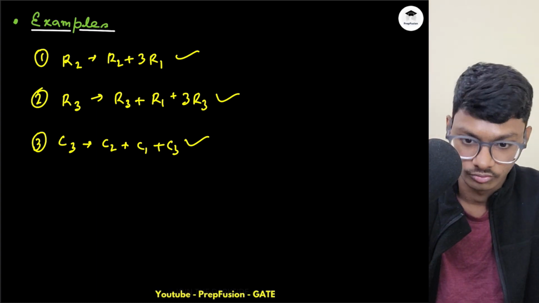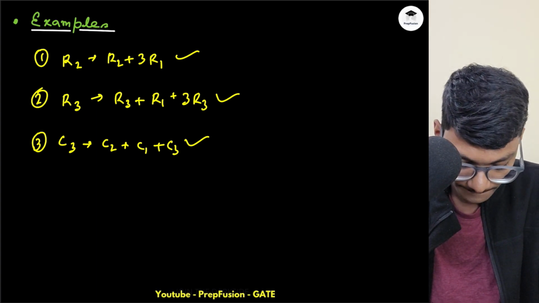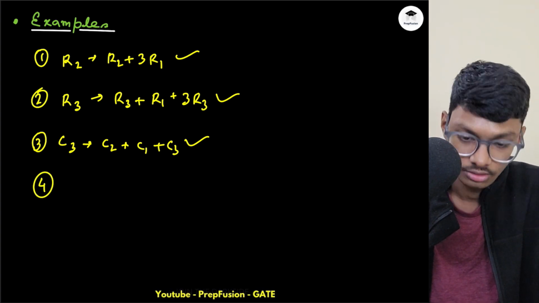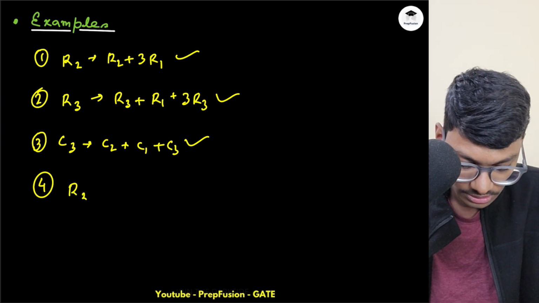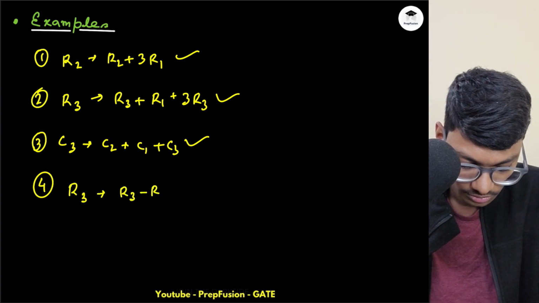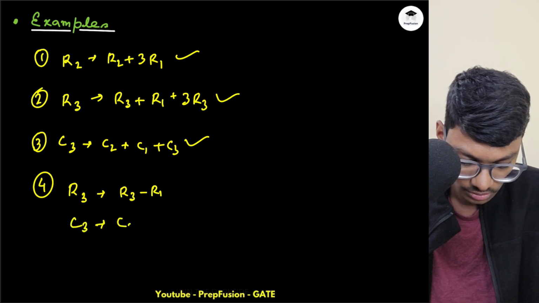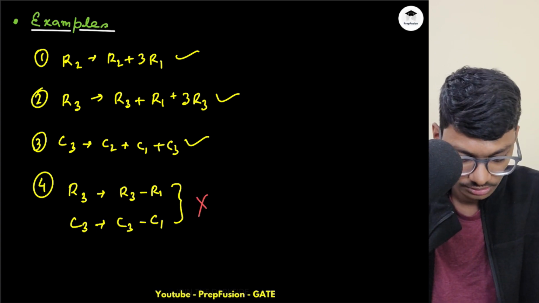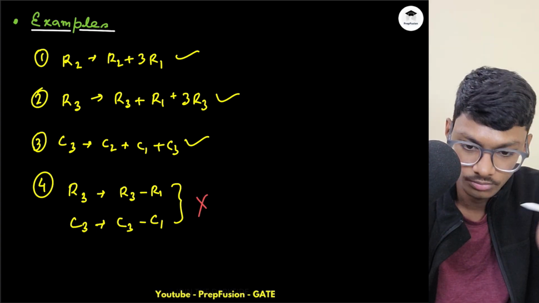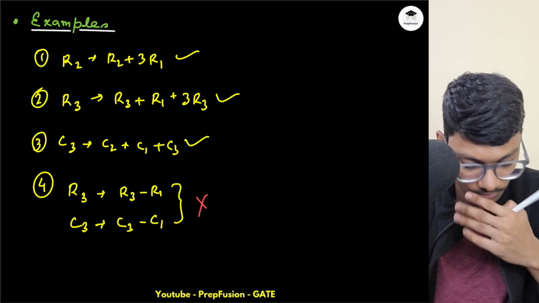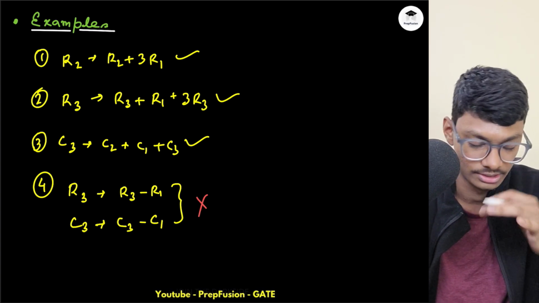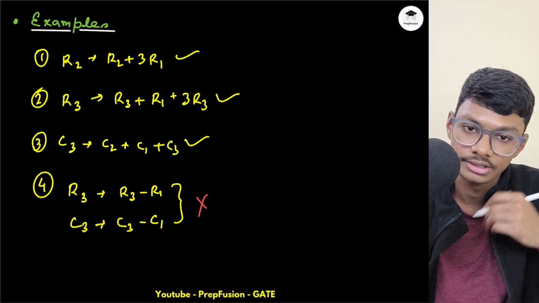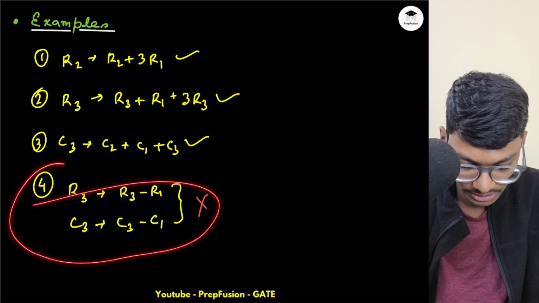Now which aren't valid here? If I change this row 3 to row 3 minus row 1, and then I change my C3 to C3 minus C1, this is not valid. We shouldn't change the row and column together at once. So generally, just try to avoid simultaneous multiple operations at a single stage. Just do them part by part, then it won't be an issue. So that is what I wanted to tell you.